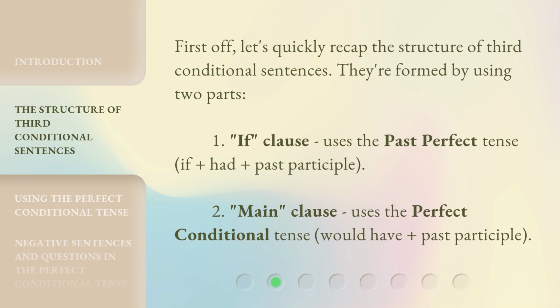First off, let's quickly recap the structure of third conditional sentences. They're formed by using two parts. 1. If clause uses the past perfect tense: if plus had plus past participle. 2. Main clause uses the perfect conditional tense: would have plus past participle.